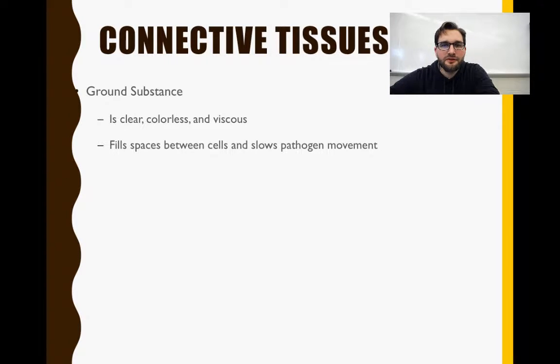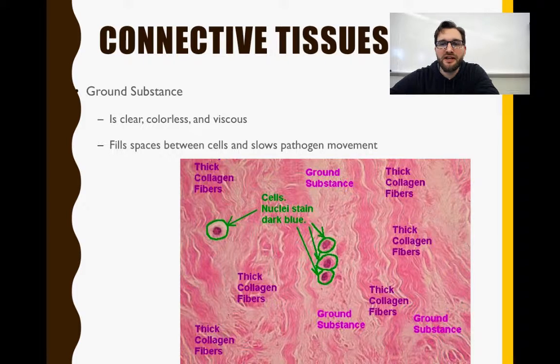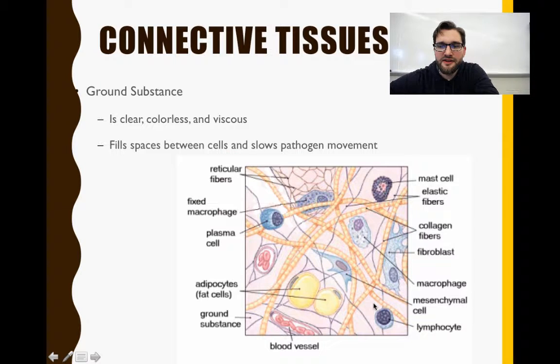Ground substance. Ground substance is a clear, colorless, and viscous material. It fills the space between cells, so this slows pathogenic movement. We can see ground substance in this image right here. These would be thick collagen fibers. This is an image from your book showing the ground substance in the empty space between collagen fibers, and the smaller fibers would be our elastic fibers.